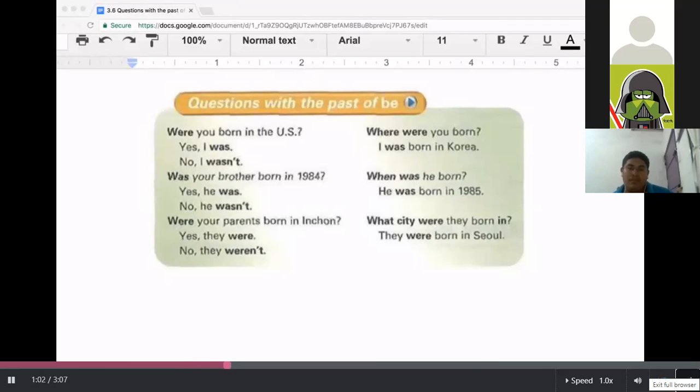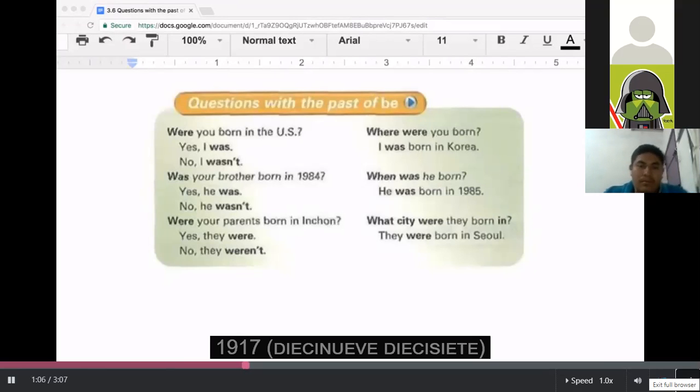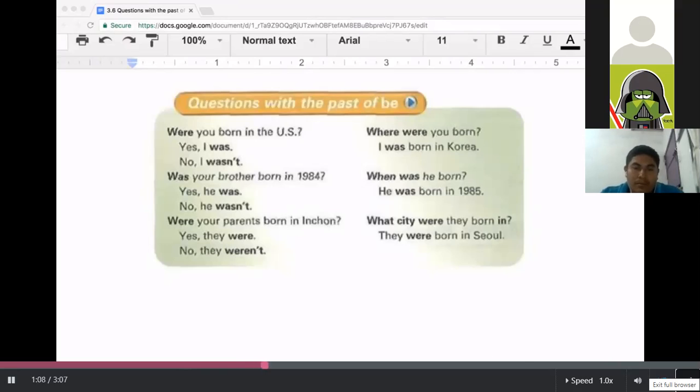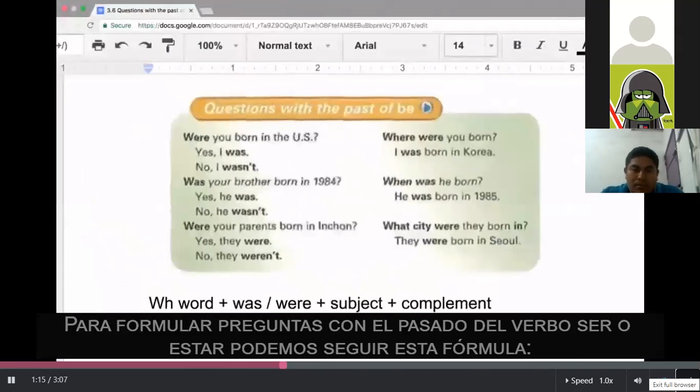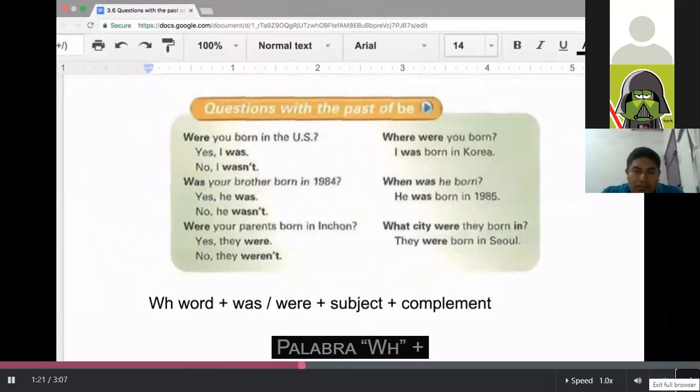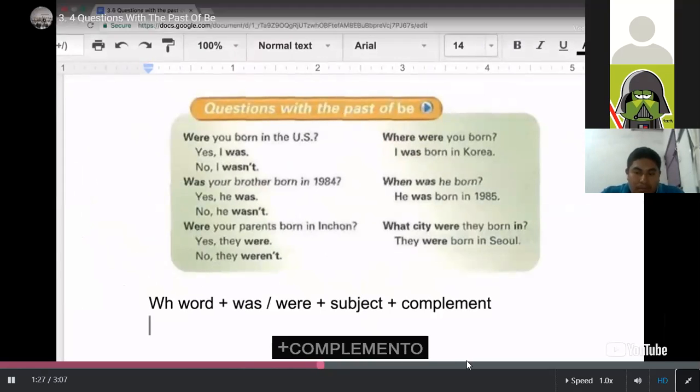Years. 1906. 1917. 1999. 2001. To form questions with the past of be, we can follow this formula. WH word plus was or were plus subject plus complement.